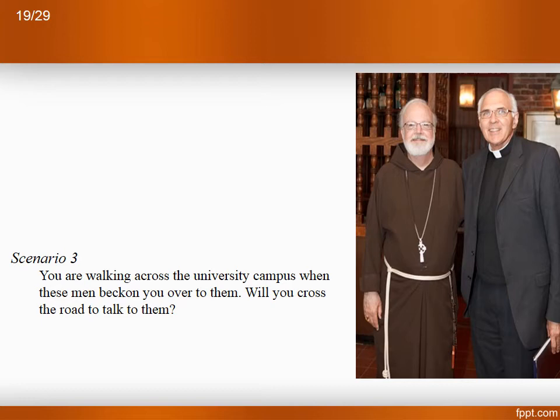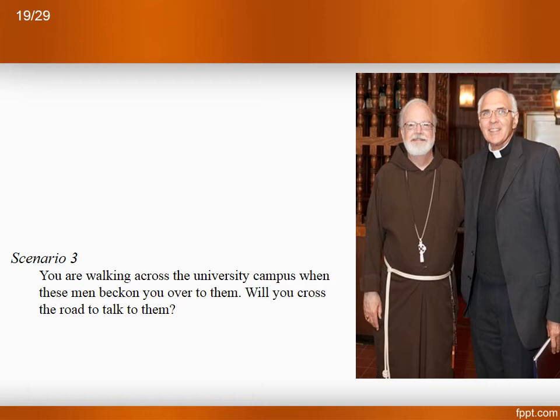Scenario number 3. Different request this time. Well, not a request, I guess, but a different query. These are people who want to talk to you for some reason, who beckoned you over. Are you going to cross the road to chat to them? Yes or no? And again, like last time, go for your first response. What is it? What's your immediate instinct on this one?